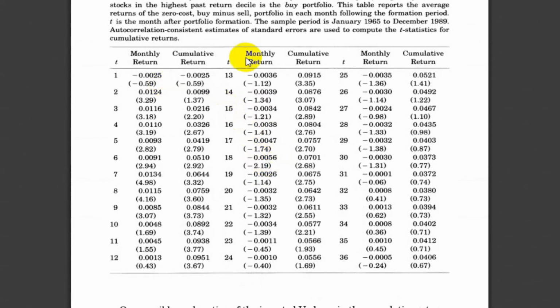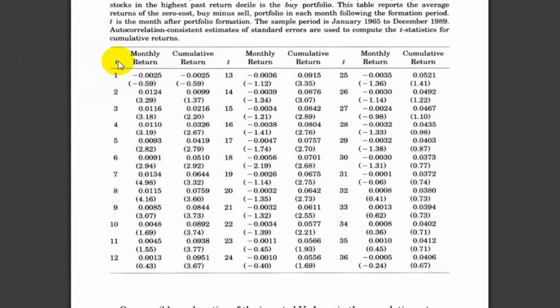Okay, so here we're forming the portfolios in the same way as before, where the past 6-month winners get a buy rating and the past 6-month losers get a sell, and the difference between those returns is documented here in each of the following months.